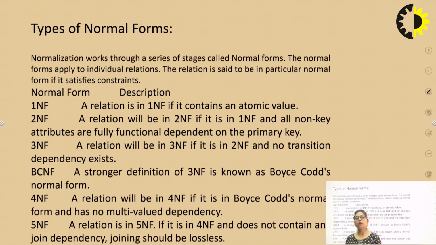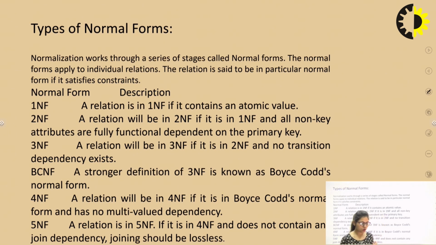Now, what are the types of normal forms? Basically, in normalization, we have different types of normal forms. Normalization works through a series of stages called normal forms. The normal forms apply to individual relations. A relation is said to be in a particular normal form if it satisfies particular constraints or conditions. For example, 1NF: a relation is in 1NF if it contains atomic values.